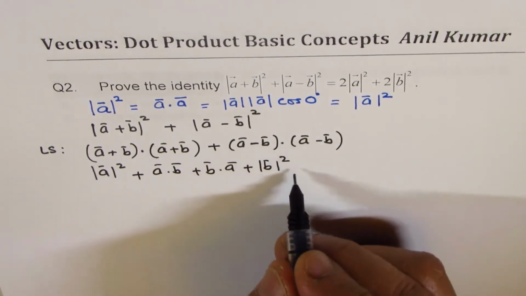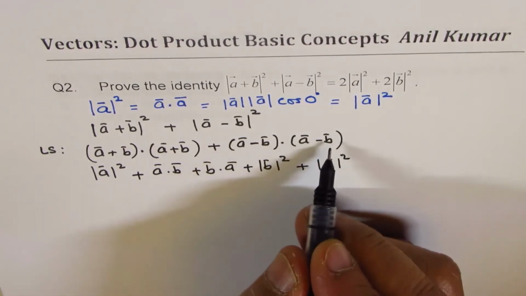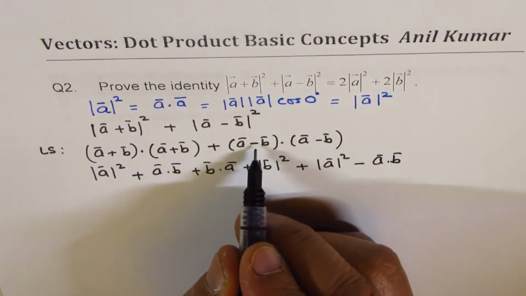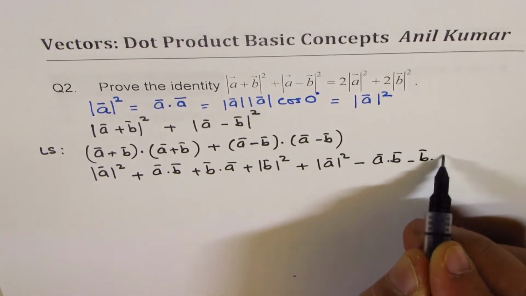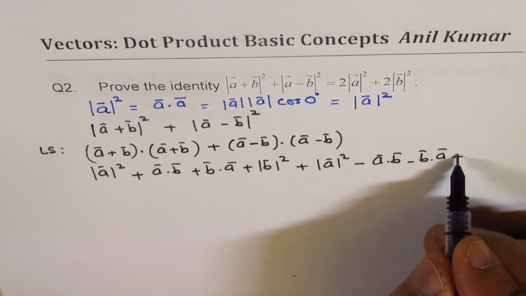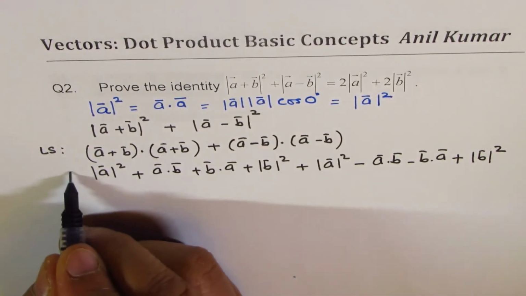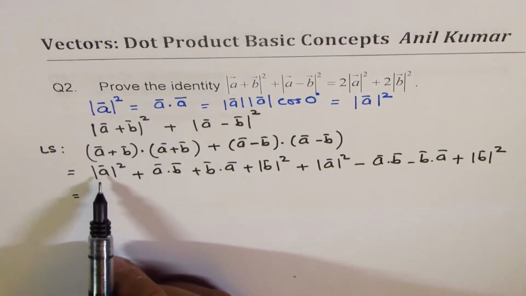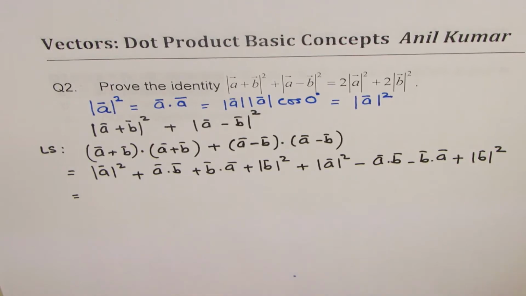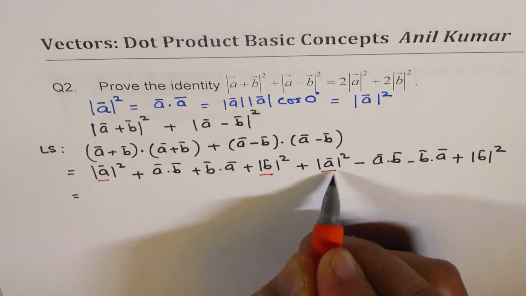Let's do the second part, which is A dot A, which is magnitude of A square, A dot B with a negative sign, and minus B dot A, and this gives us minus, and minus makes it plus magnitude of B square, right? Now, so we have A square and A square magnitudes, they combine.